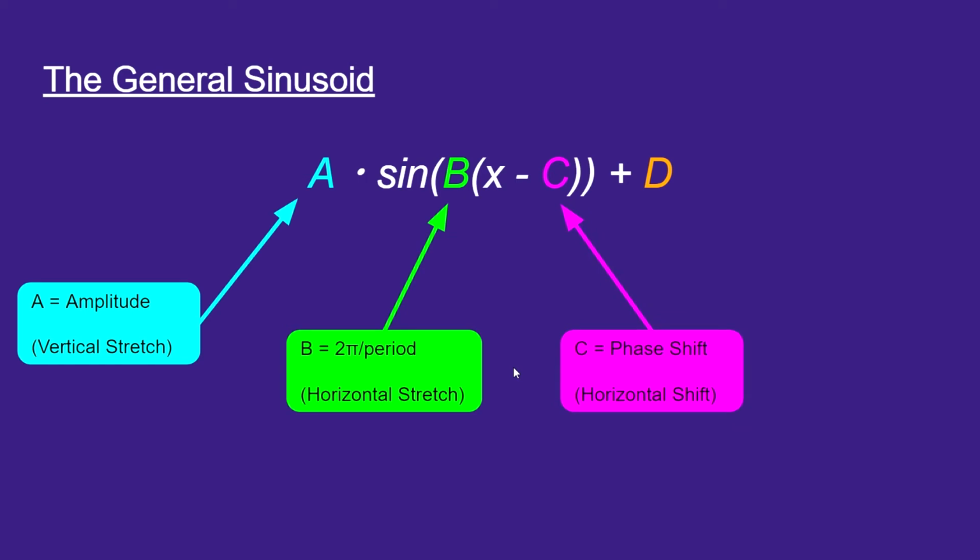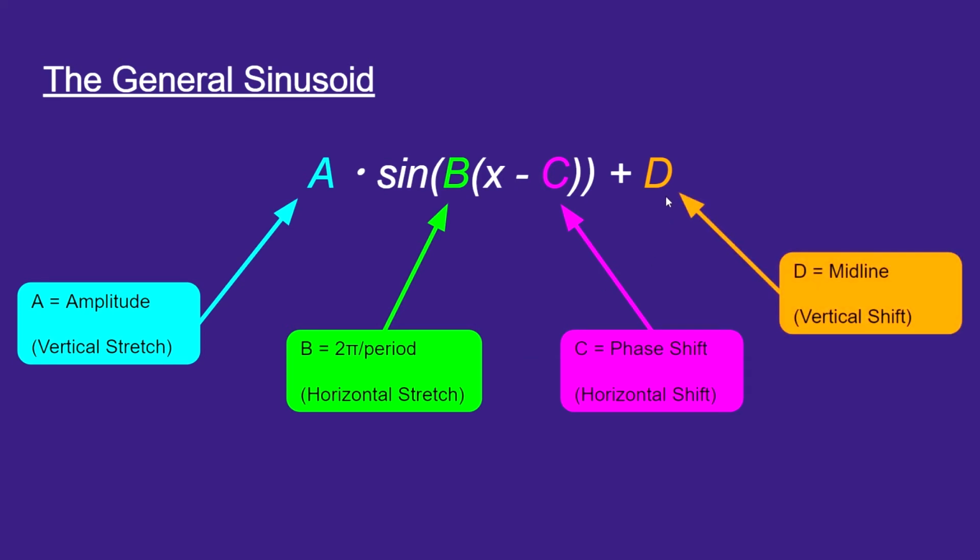C here represents what we call phase shift, aka the horizontal shift. Now, this is something that we did not get to last class, and we are not going to discuss it today. So with all of our work today, we're going to leave that C there as just C, and we'll focus on that in the future.